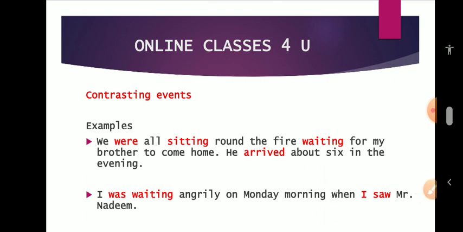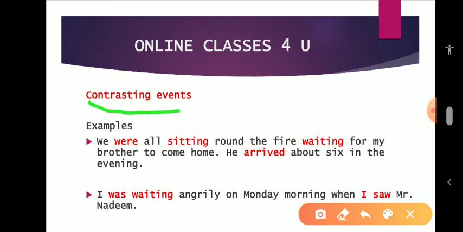Now this tense is used for contrasting events. Now what are contrasting events? These examples will tell us. We were all sitting around the fire waiting for my brother to come home. He arrived about 6 in the evening.